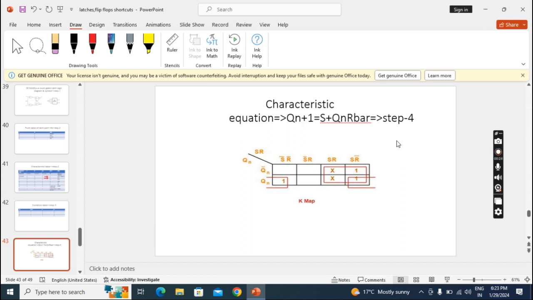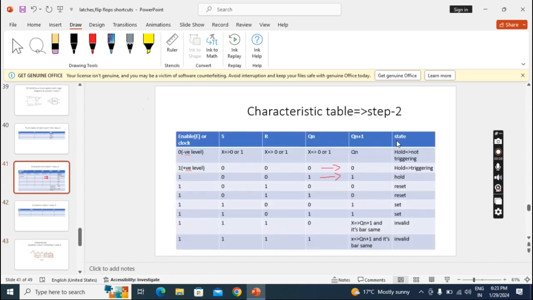Okay. Now we'll see how to do the characteristic table. In the characteristic table, generally we take the inputs and present state and then we predict the next state. So here the format is we take the enabler clock. I mentioned this is positive level.